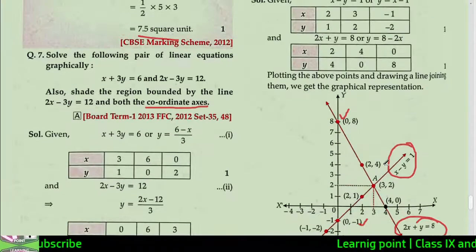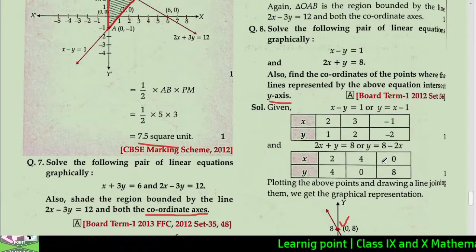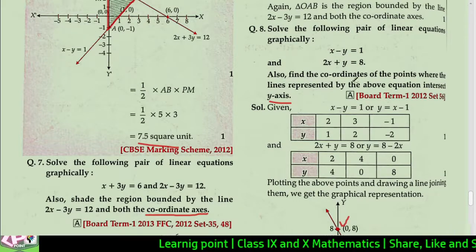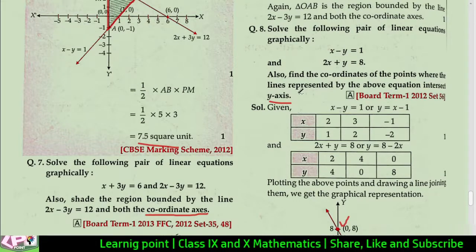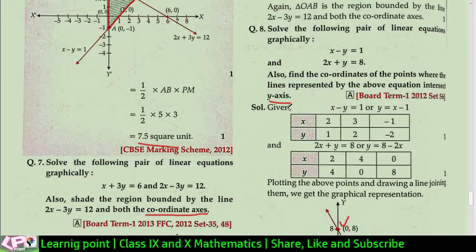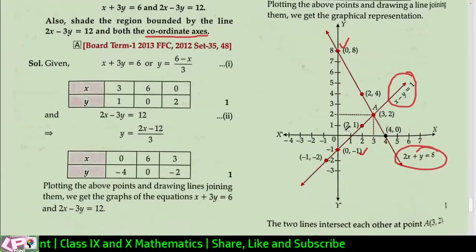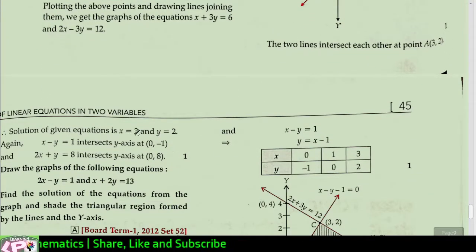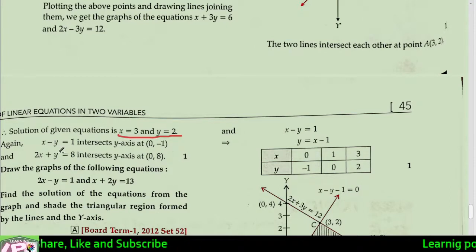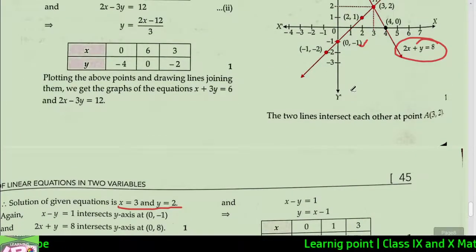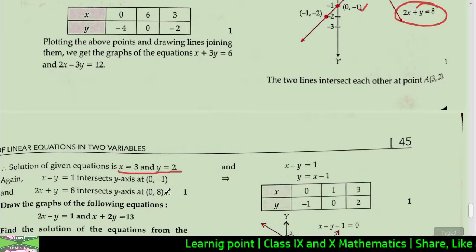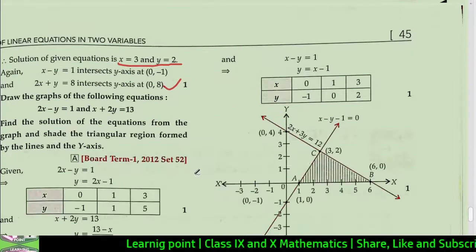Now what is actually the question? Find the coordinates of the points where the lines represented by the above equations intersect the y-axis. Okay, yes, it's right. The two lines intersect at the point 3 comma 2. The solution is written, 3 comma 2 is the solution. Now look at here, x minus y equal to 1 intersects the y-axis at 0 comma minus 1, and the second one at 0 comma 8. Okay, this completes the solution.